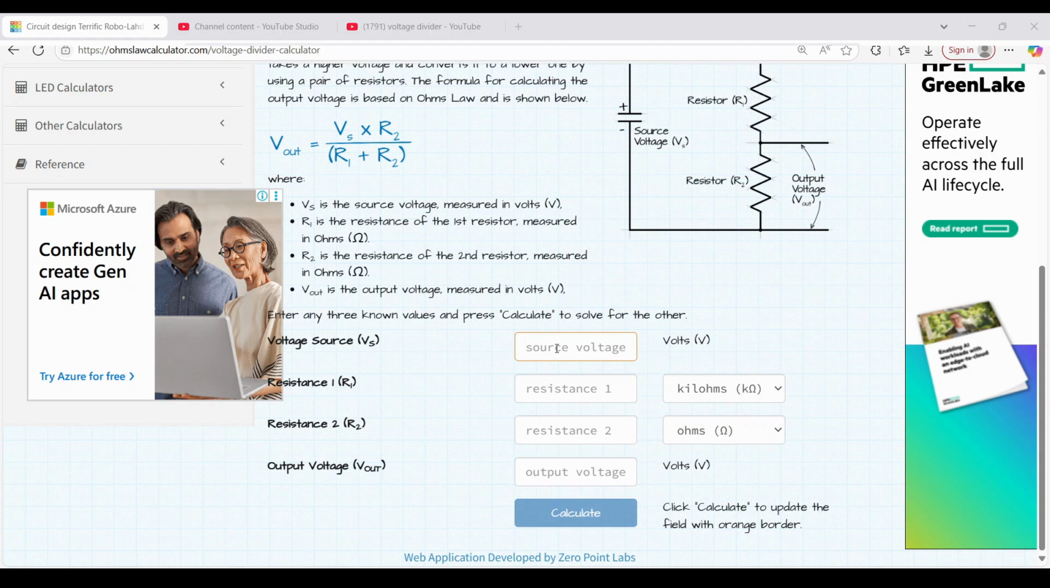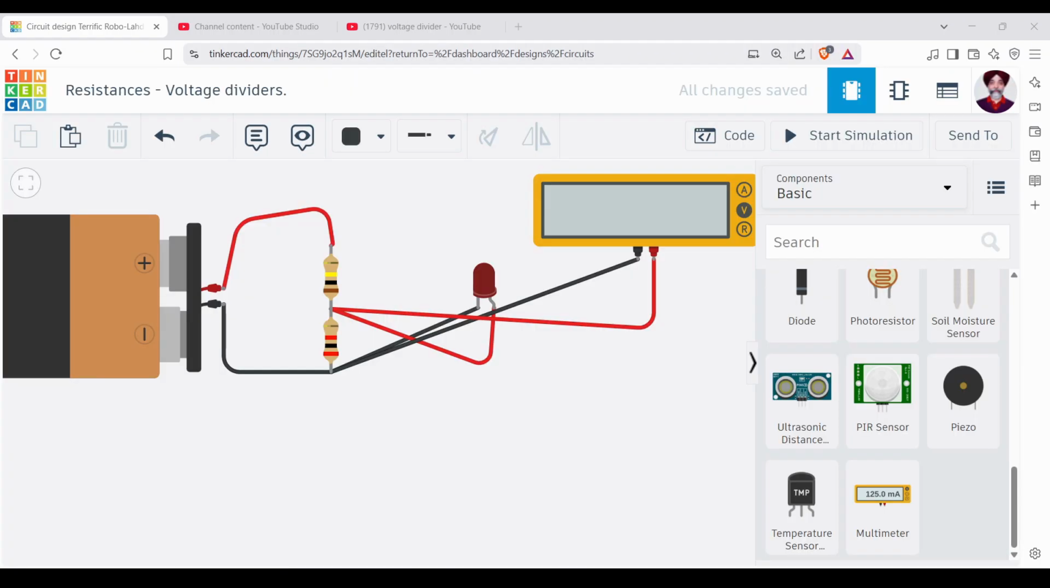You can specify what the source voltage is going to be and what one of the resistances is going to be. One of the resistances is 100 kilo ohms, so I have written 100 kilo ohms. The output voltage is 2 volts, because for the LED to work, I need a maximum of 2 volts. When I click on calculate, it automatically gives you R2. R2 is going to be 28.571 kilo ohms. Sorry.